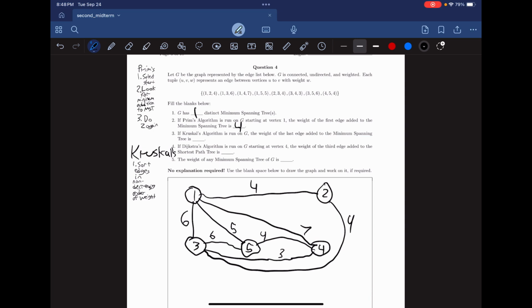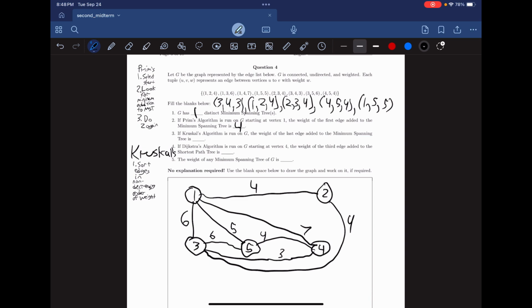So the lowest weight that I see here is 3, 4, 3. The second lowest that I see is the weight 4. So there's a couple different ones we have here. We have 1, 2, 4. We have 2, 3, 4. And we have 4, 5, 4. Next, we have the weight 5, which only is associated with the edge from 1 to 5.